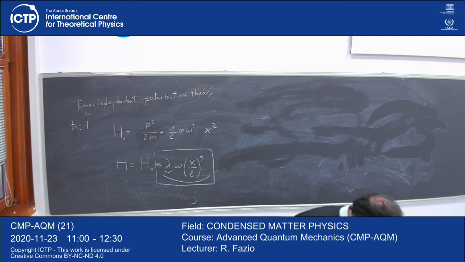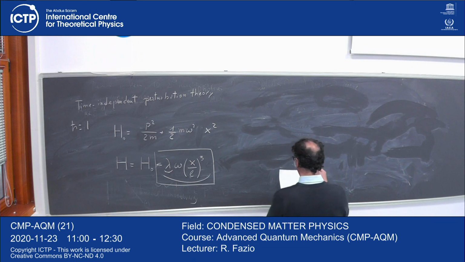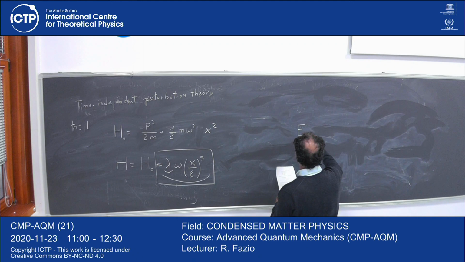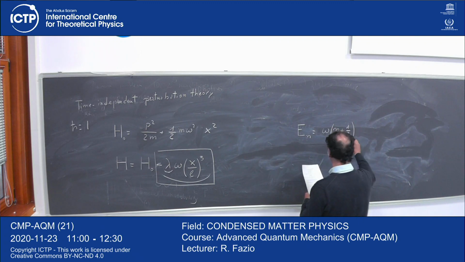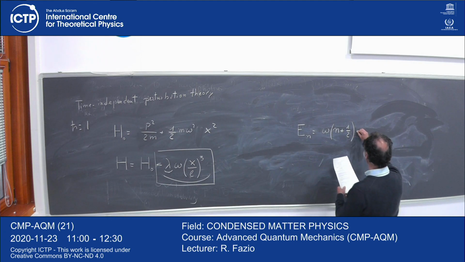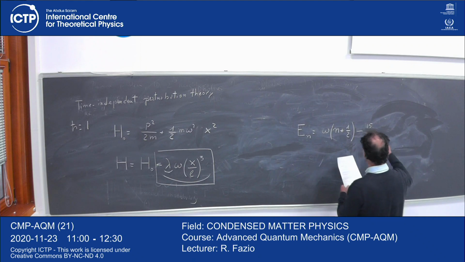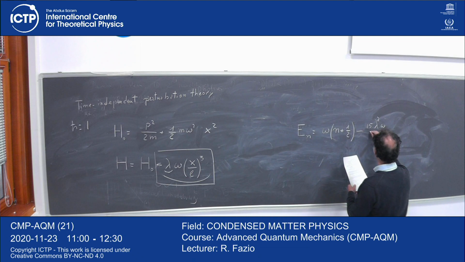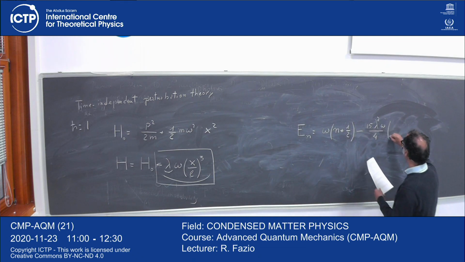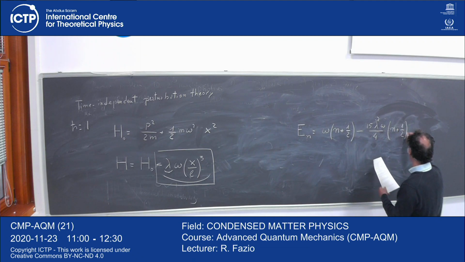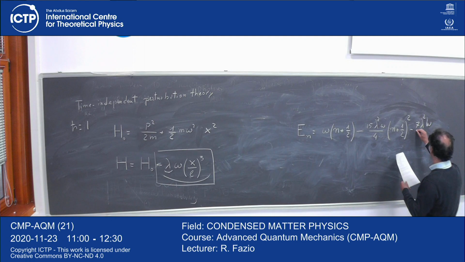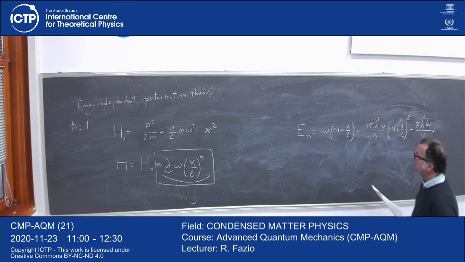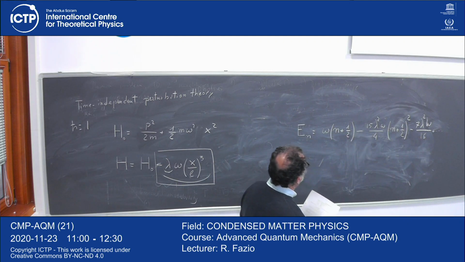The result is the following. Assuming that you did the calculation correctly, you get that En is equal to omega times n plus 1/2, minus 15 lambda square omega over 4 times n plus 1/2 squared, minus 7 lambda square omega divided by 16, plus higher order corrections.